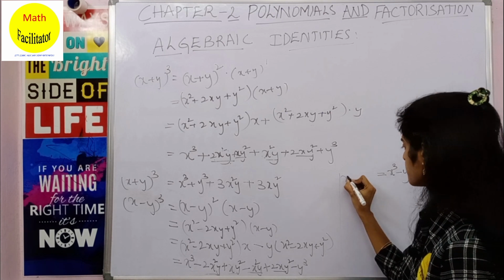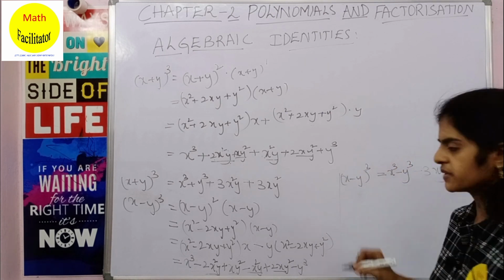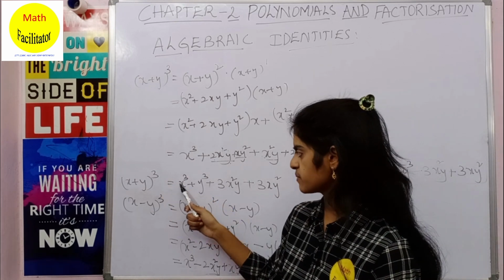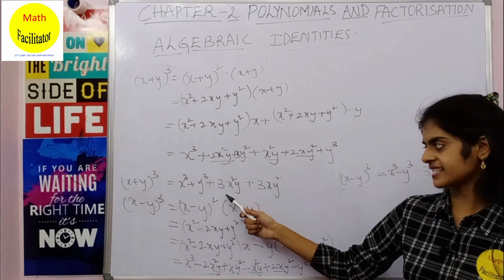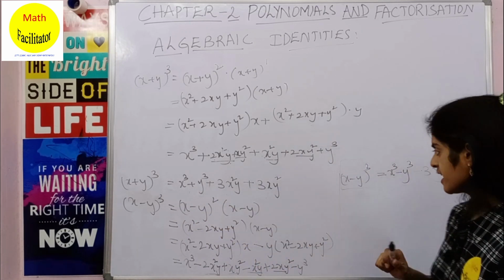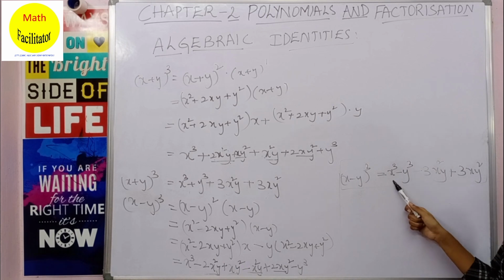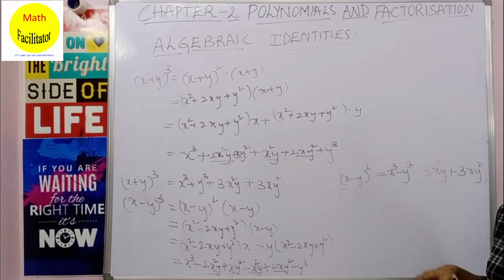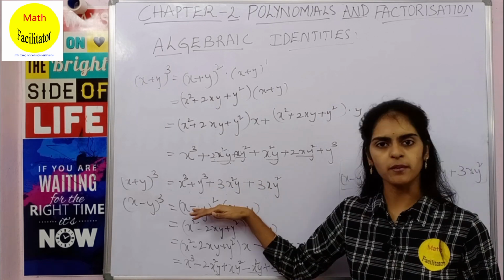Okay, so this is nothing but (x − y) whole cube. Clear? So this is another identity which we are going to use now. (x + y) whole cube is nothing but x cube plus y cube plus 3x square y plus 3xy square, and (x − y) whole cube is x cube minus y cube minus 3x square y plus 3xy square. Okay, so usually we remember these identities.